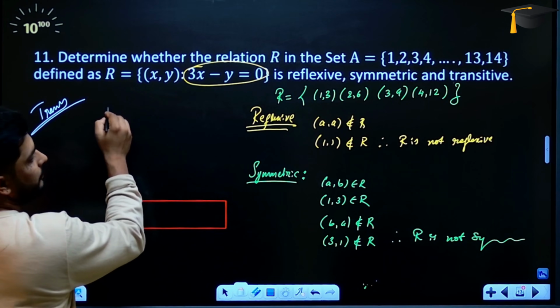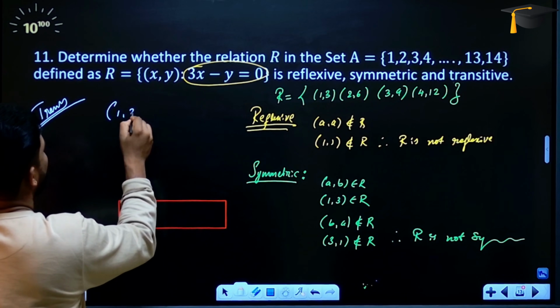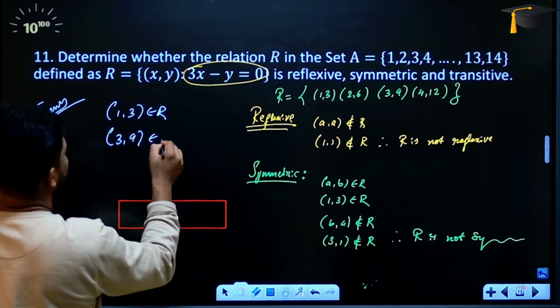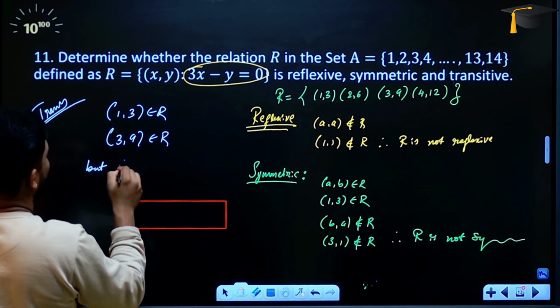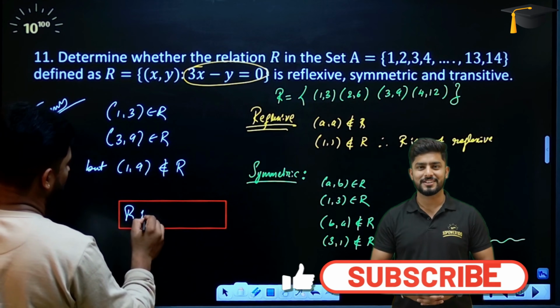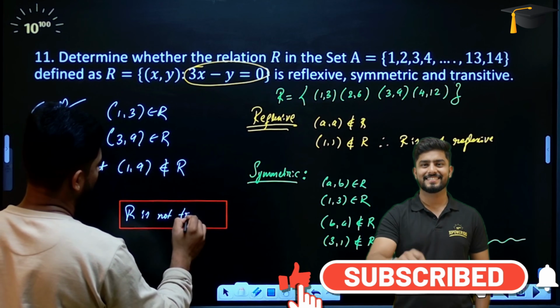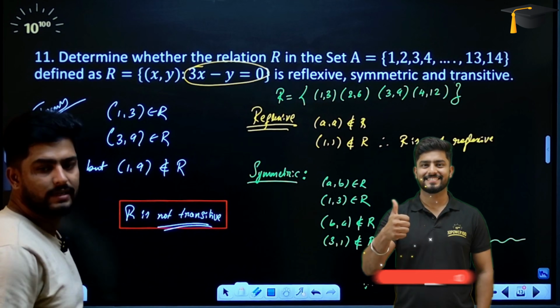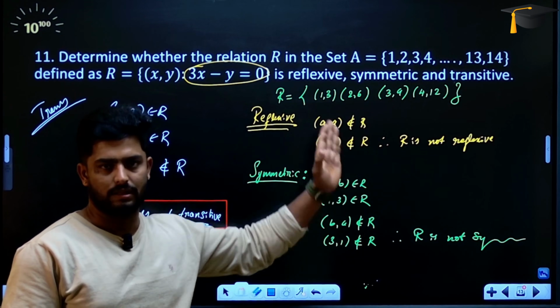Okay, so we have (1, 3) belongs to R. Then we have (3, 9) belongs to R, but (1, 9) does not belong to R. Hence R is not transitive. That's it. So you just have to write this much to get 2 marks.